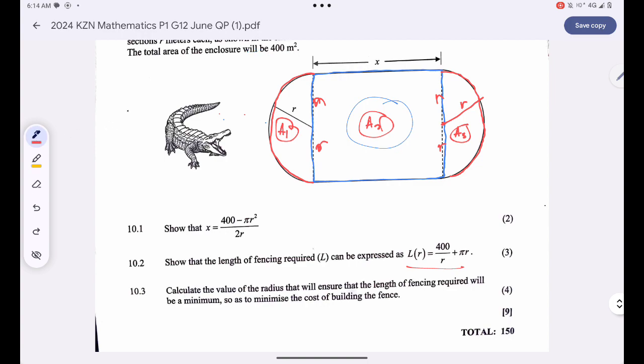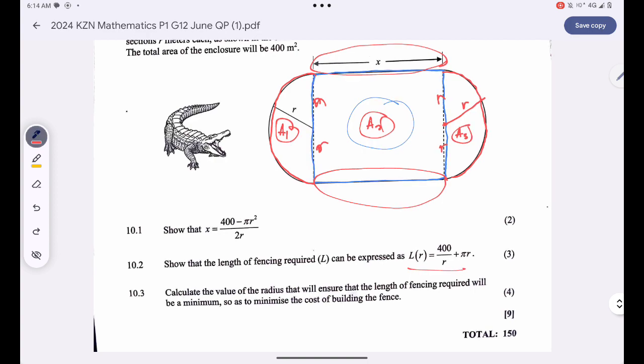Should be simple. We are just going to add the length of x over there and the length of x again, and then find the length of our semi-circumference. Are you together?